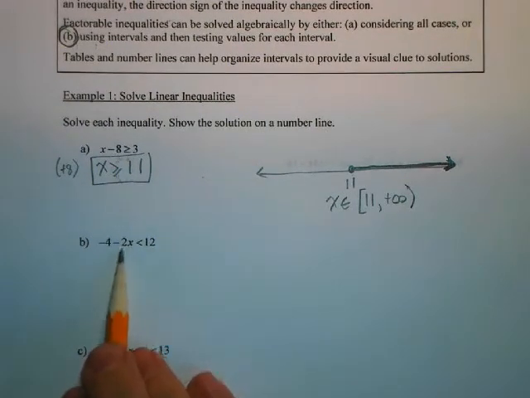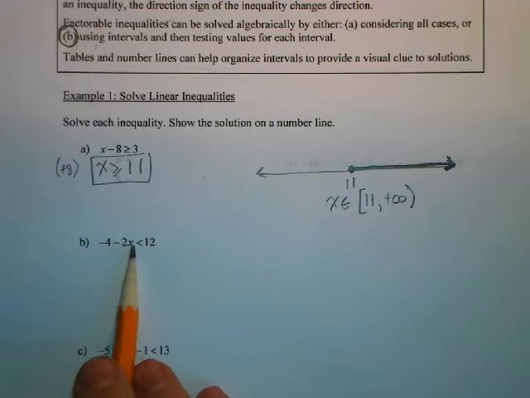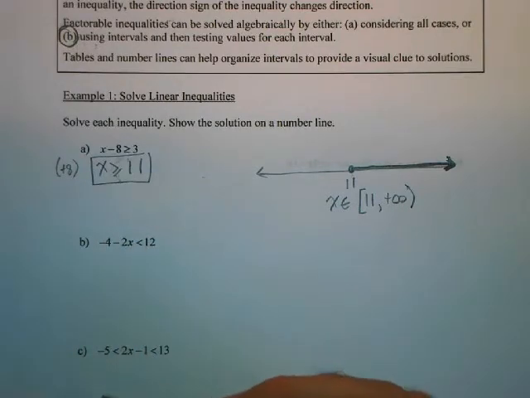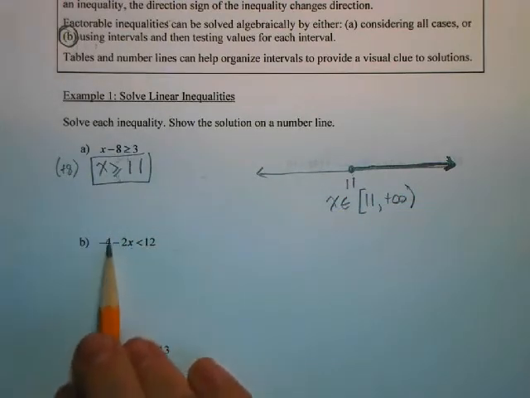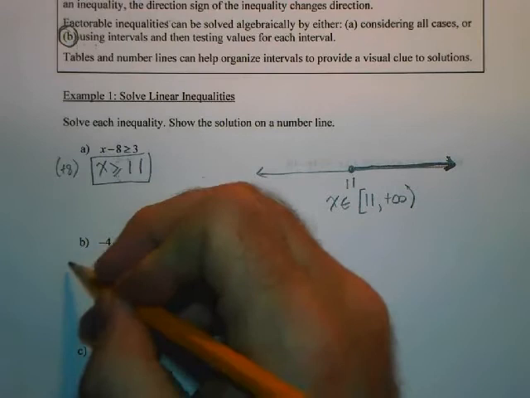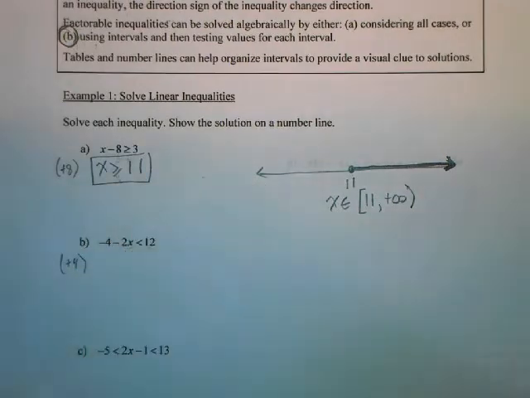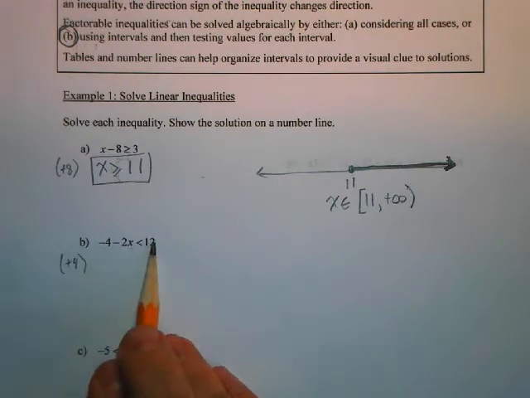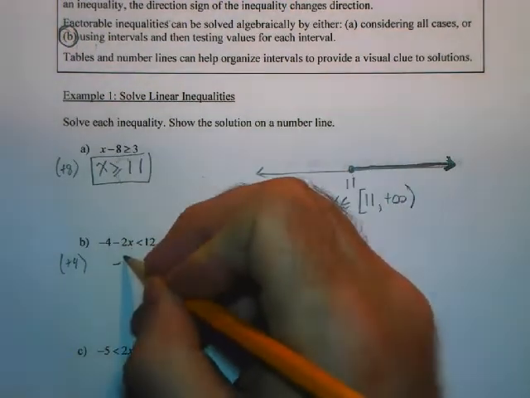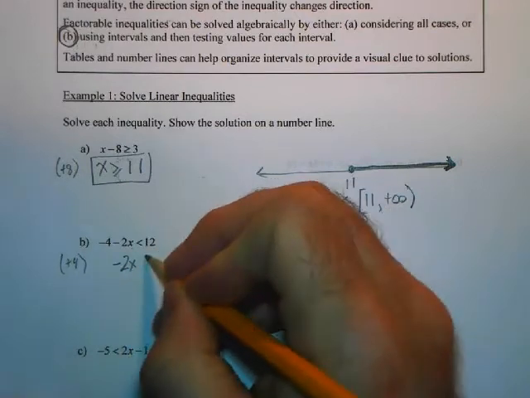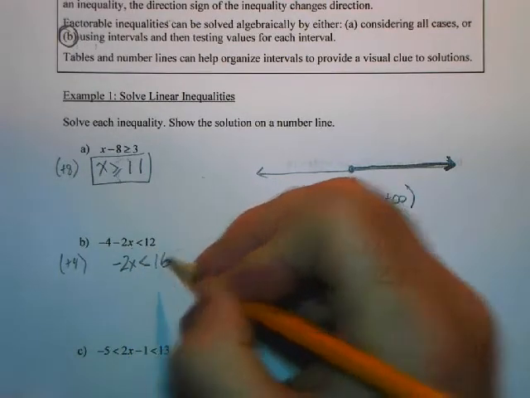Okay, so we have another one here. -4 minus 2x is less than 12. So again, we're going to try to do this algebraically. The first thing I want to do is clear up that -4. So I'm going to add 4 to both sides. When I do that, it clears off the -4. The 12 bumps up to 16. So I have -2x that's left over and a 16 here.